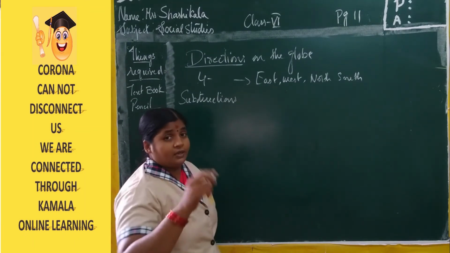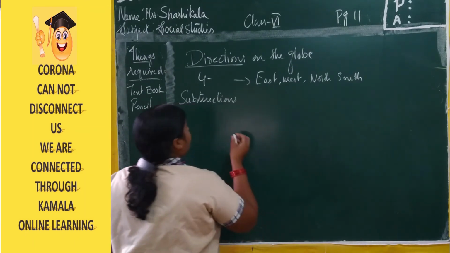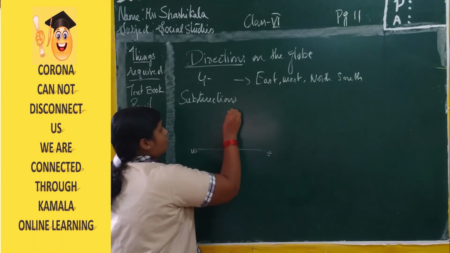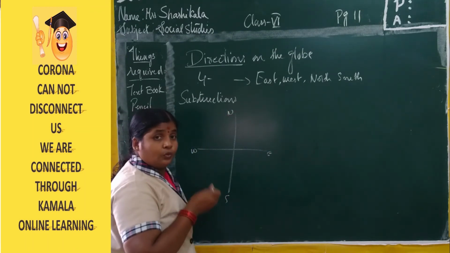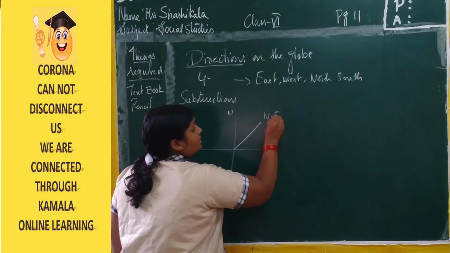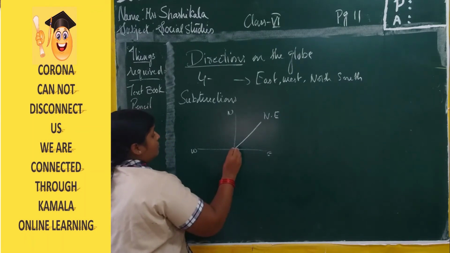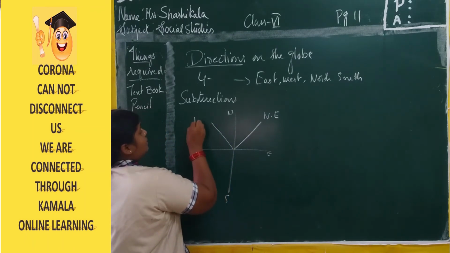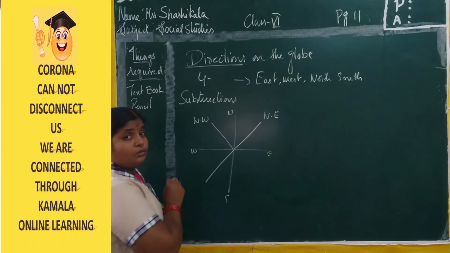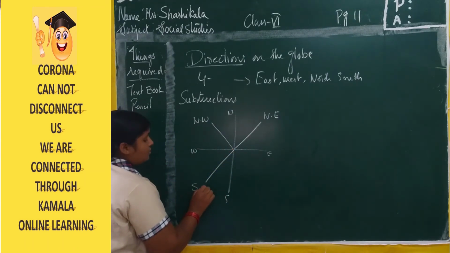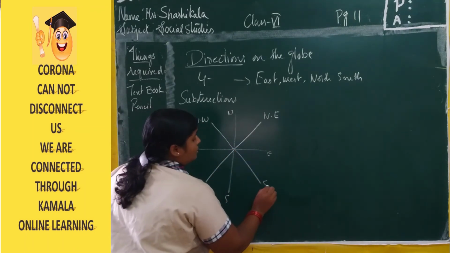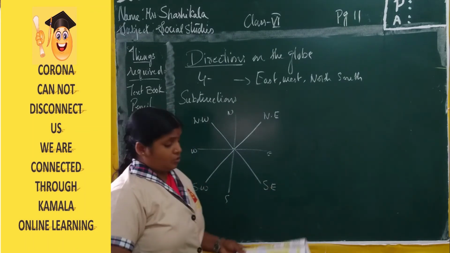Again, these directions are divided into sub directions. The direction going between the north and east is the northeast direction. The direction going between the north and west is the northwest direction. The direction going between the south and west is the southwest direction. The direction going between the east and south is the southeast direction.